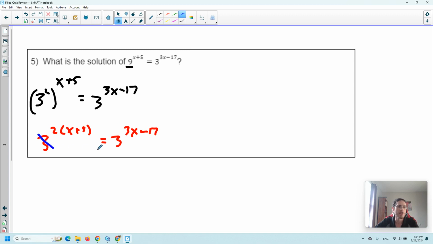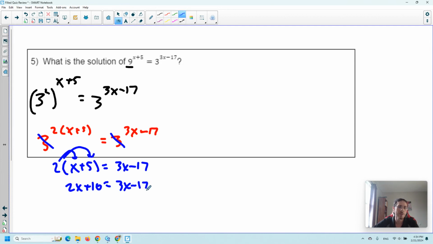So we can go ahead and cancel our 3's out. So we get 2 parentheses x plus 5 equals 3x minus 17. We can distribute just like we did in Unit 1. So 2x plus 10 equals 3x minus 17. And we're going to get numbers on one side, x's on the other. I'm just going to subtract 2x because it looks like that's going to be easy, because then this gives me 3x's minus 2x's is just x, or 1x.